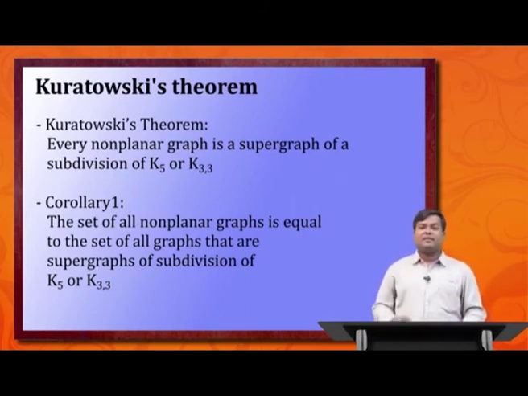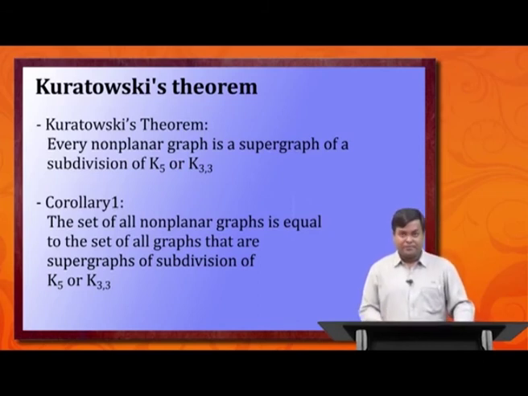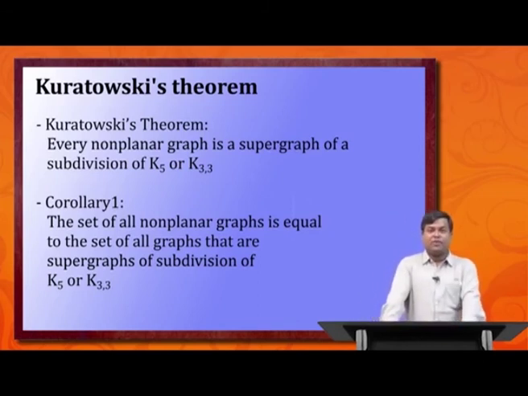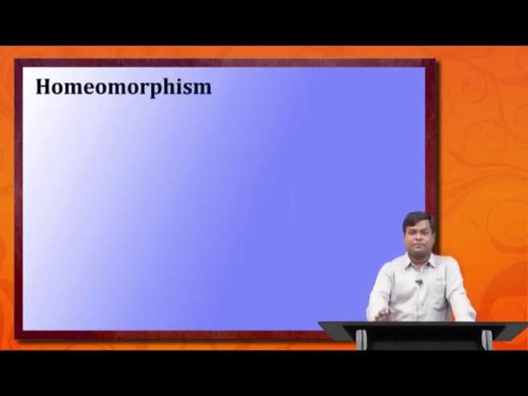And we can rephrase the entire thing in corollary 1a. The set of all planar graphs is equal to the set of all graphs that are not supergraphs of subdivision of K5 or K33. Now let's come to one more very important topic, which is called homeomorphism.